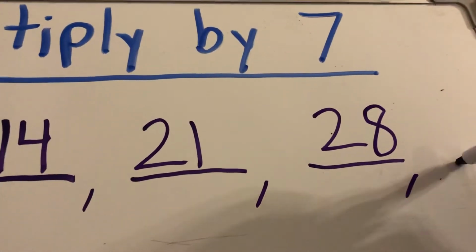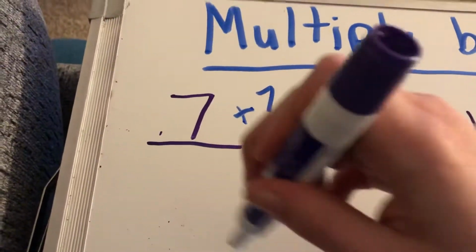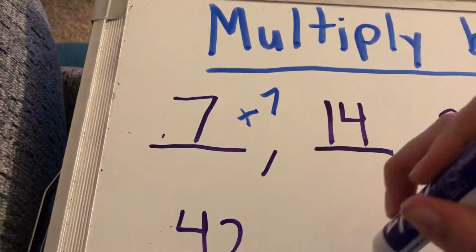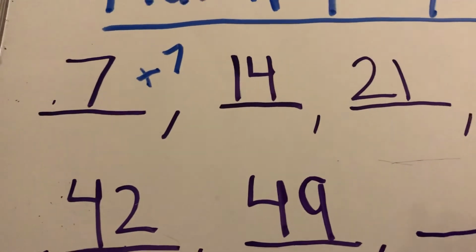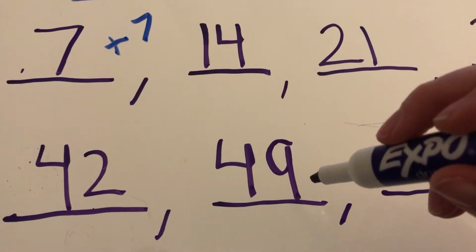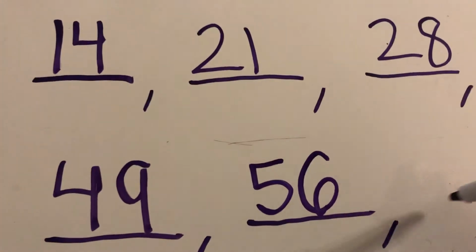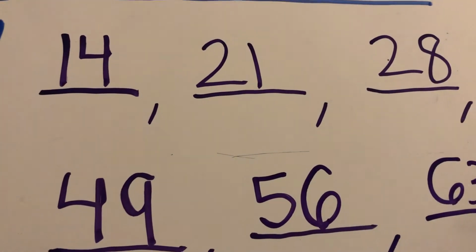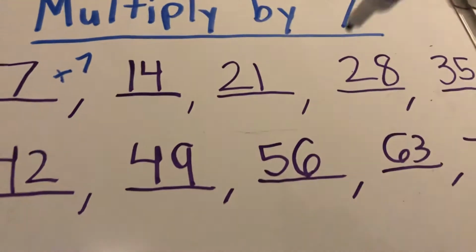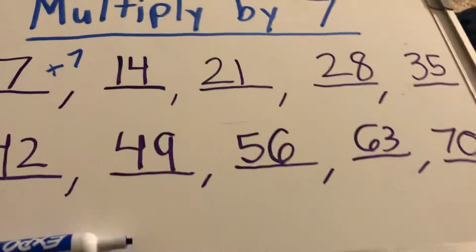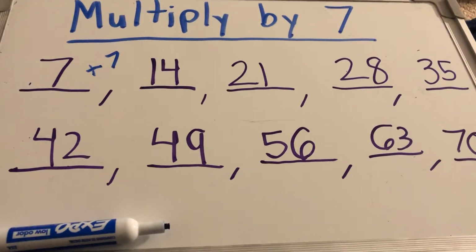28, 35, 42, 49. What number would come after 49? 56, 63, and 70, right? We have 1, 2, 3, 4, 5, 6, 7, 8, 9, 10 numbers. We counted by 7 10 times.